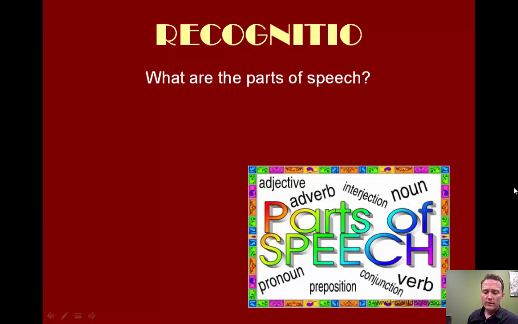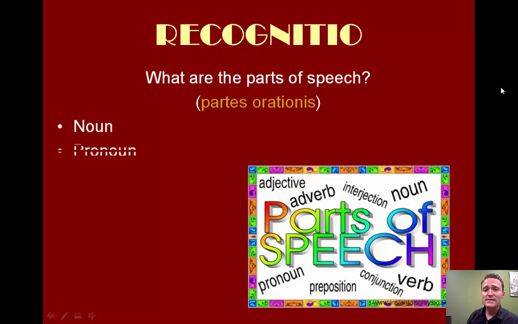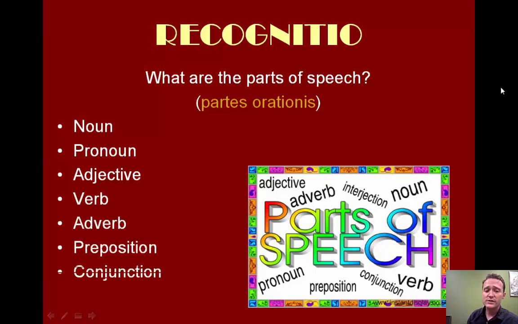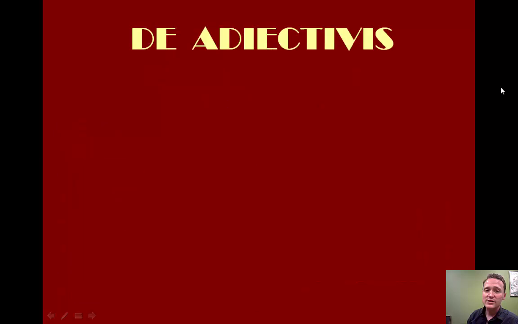Recognitio, review. What are the parts of speech? We should know these pretty well already. We should know our partes orationis. We have nouns, pronouns, adjectives, verbs, adverbs, prepositions, conjunctions, and interjections. And today we're going to focus on adjectives.